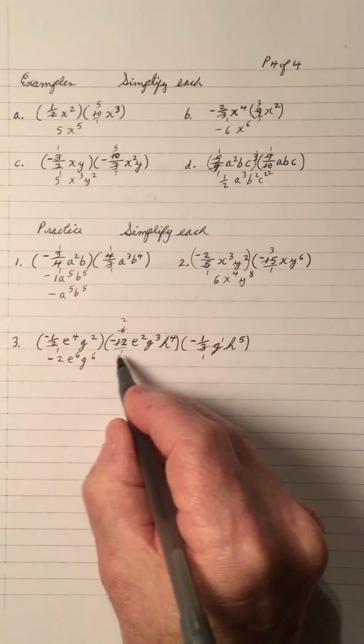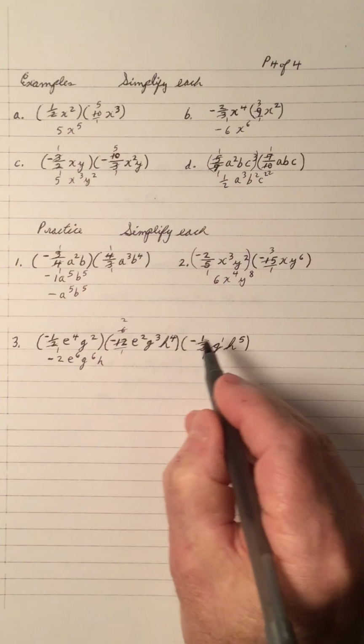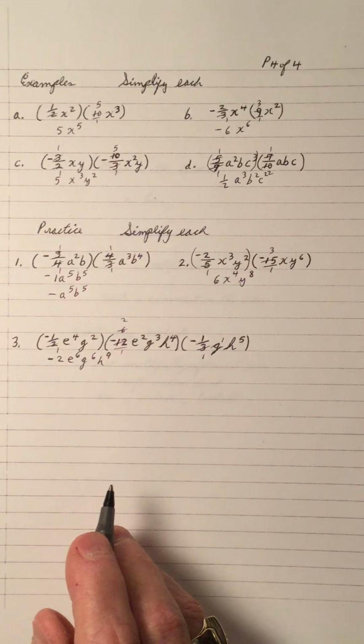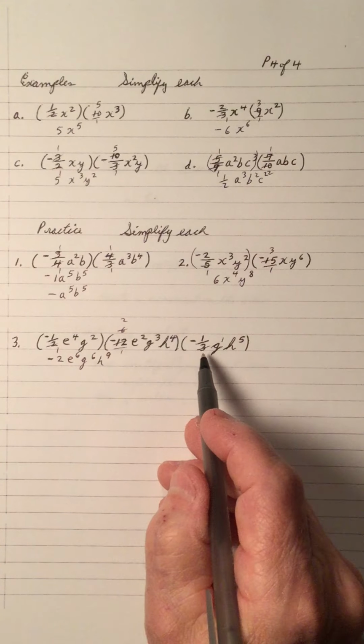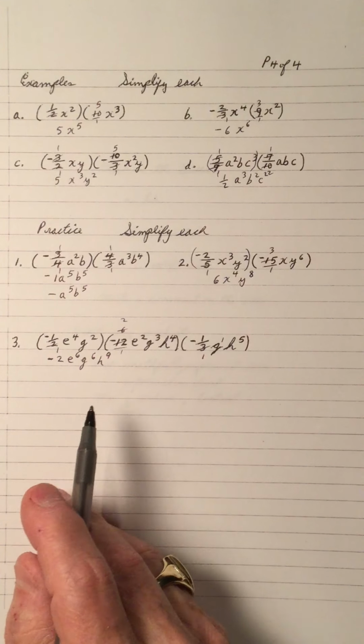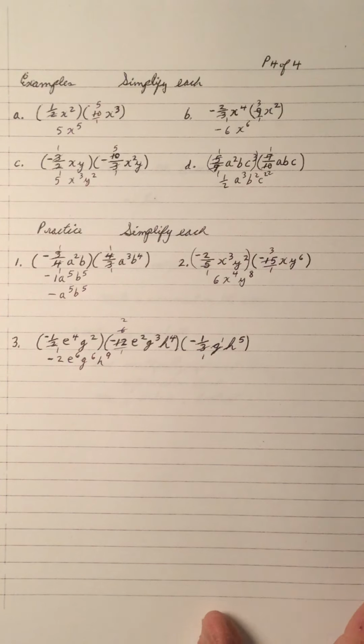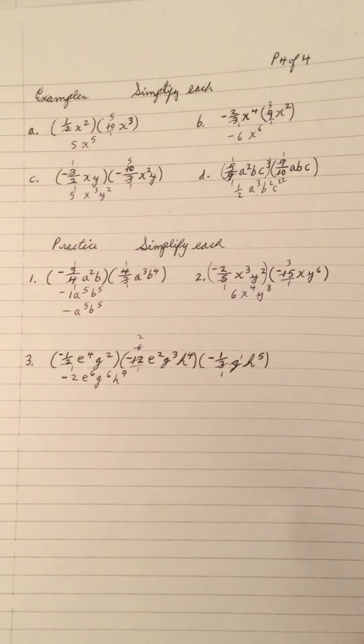And I have an H. 4 and 5 makes 9. So notice you can cancel when you're multiplying fractions anywhere from top to bottom. That brings us to the end of multiplying monomials.